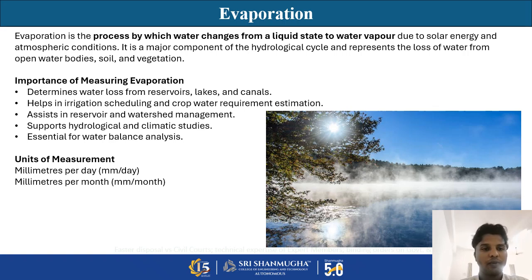The units to measure evaporation are millimeter per day and millimeter per month. Both can be used as the units of measurement of evaporation. In the previous class we saw the rainfall units, which are millimeter or centimeter in depth of rainfall. But in the evaporation case, we use the units millimeter per day and millimeter per month.